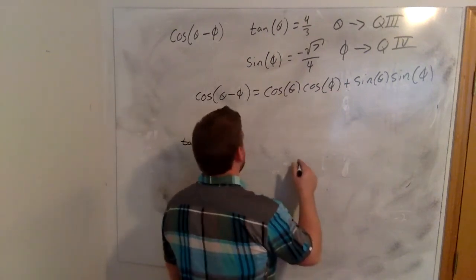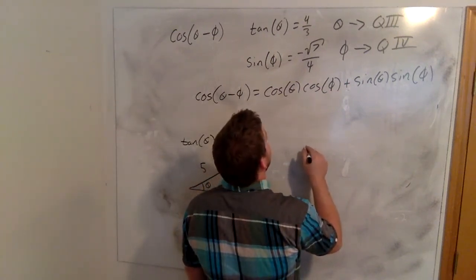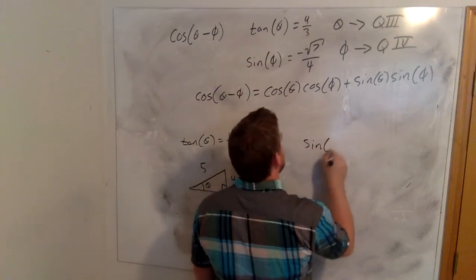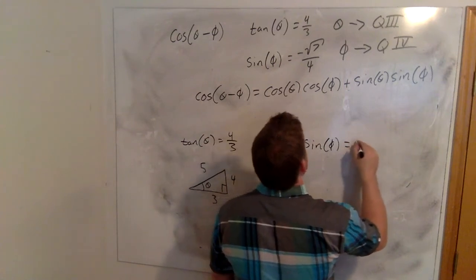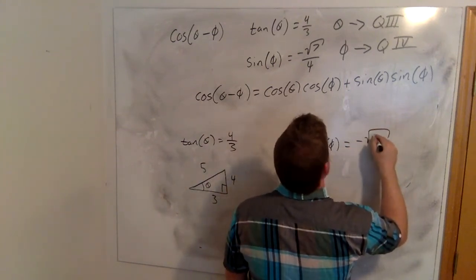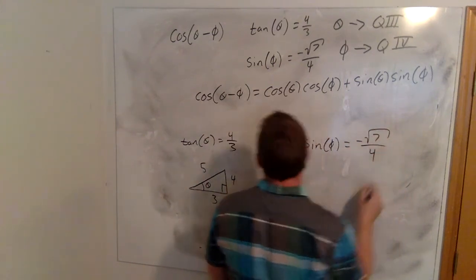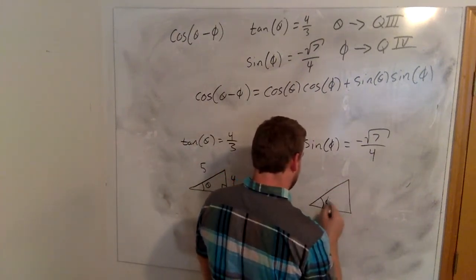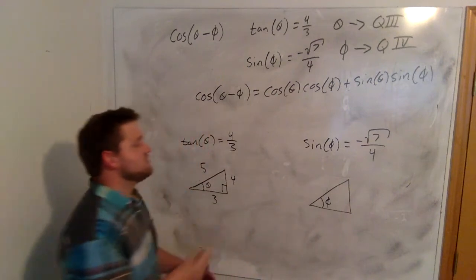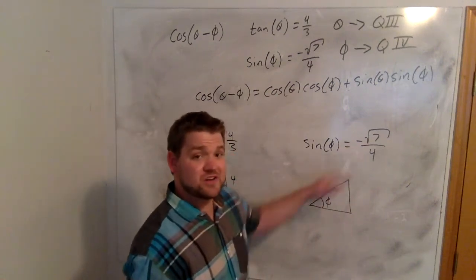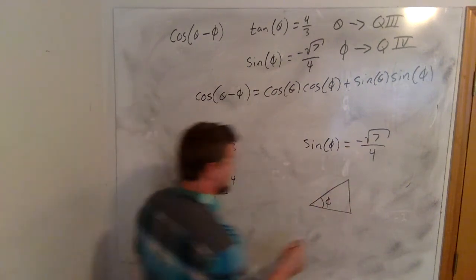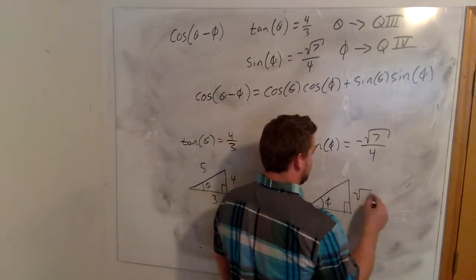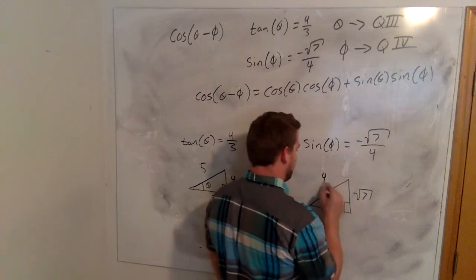Okay, and we also know that sine of phi is equal to negative square root of 7 all over 4. What am I going to do? Okay, so here's phi. I know phi is in quadrant 4, but I'm just going to ignore this negative for now and adjust the signs at the end. So, sine is opposite, so this will be root 7 over 4.